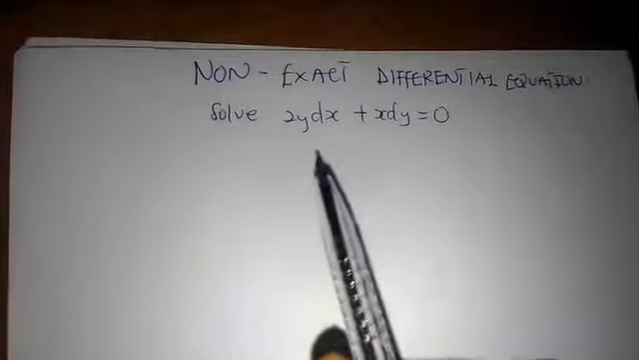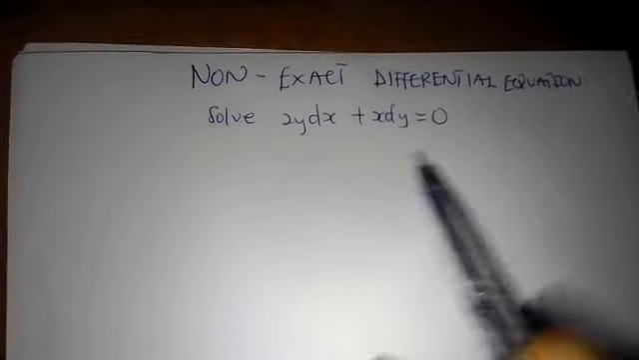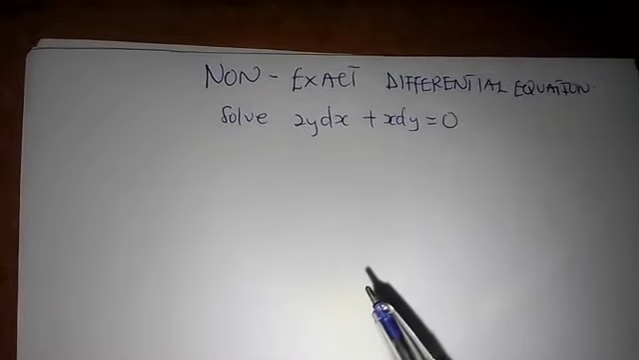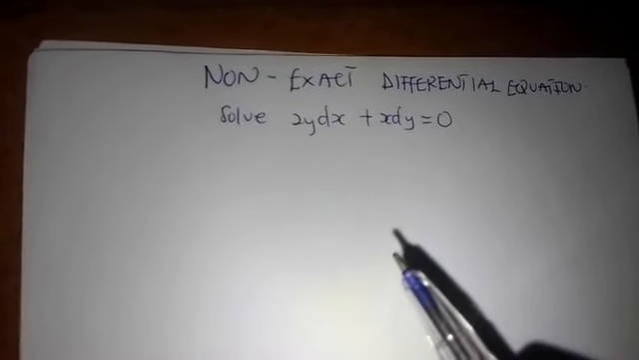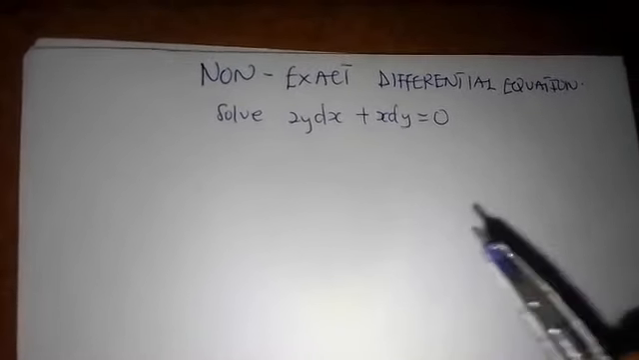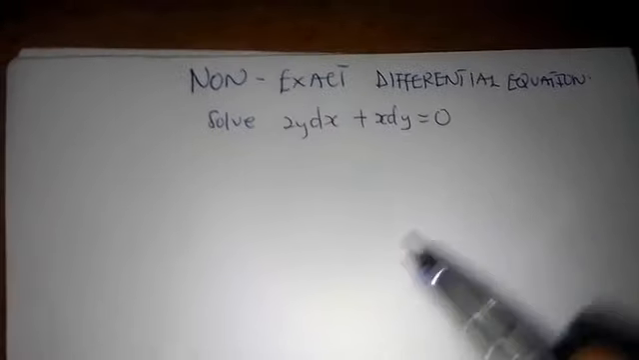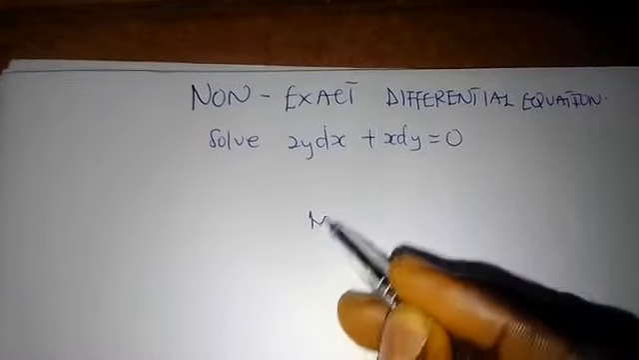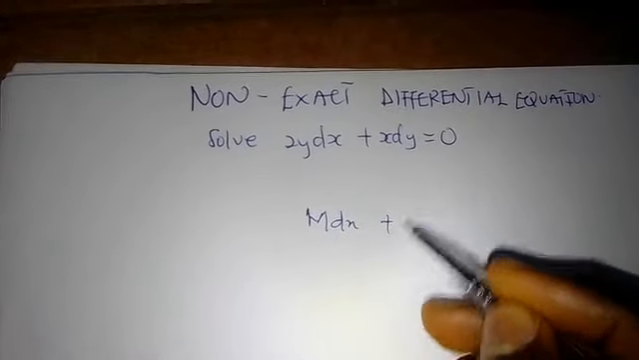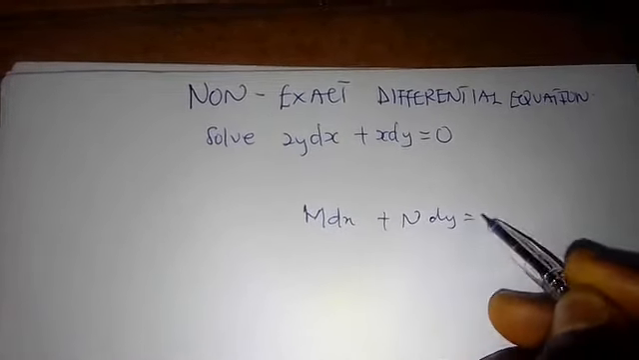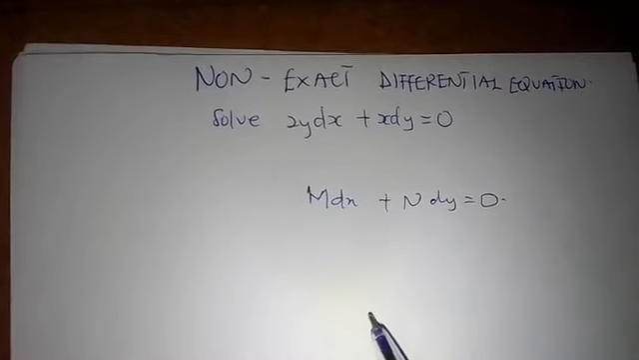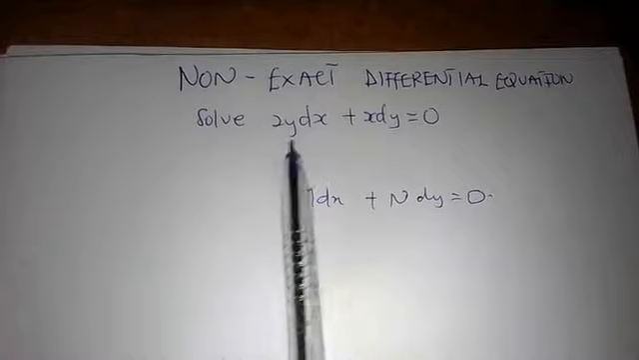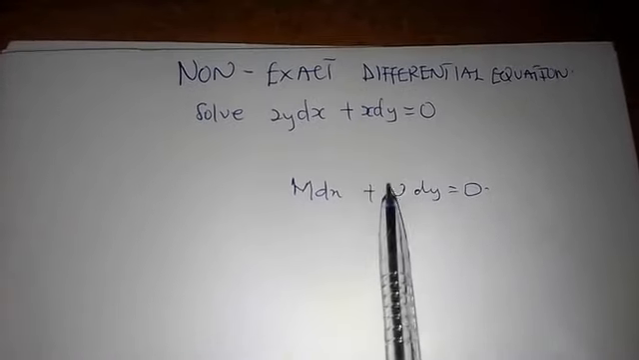So this is a non-exact differential equation. How do we know that? You have to test using the exact method of testing to see if it's really not exact. Every exact equation is in the form M dx plus N dy is equal to 0, where M and N are functions, and we can draw a correspondence here that M is 2y as well as N is x.